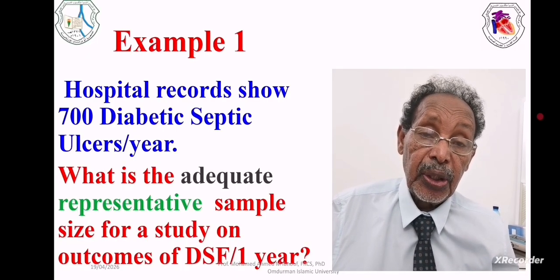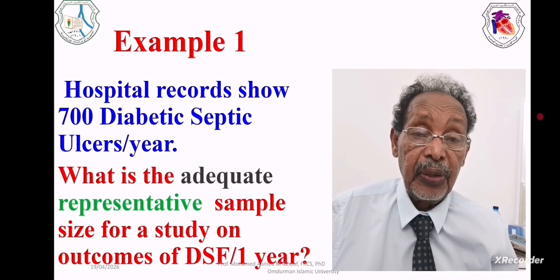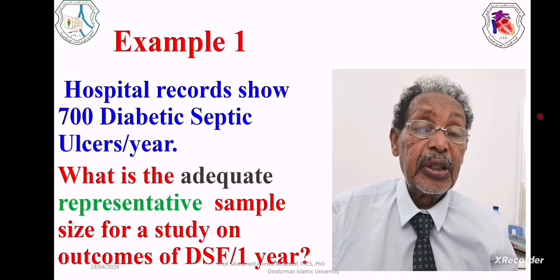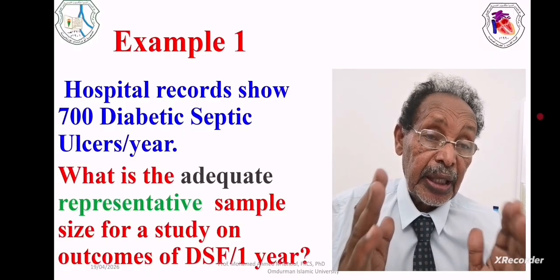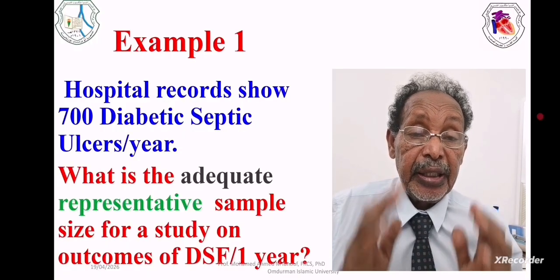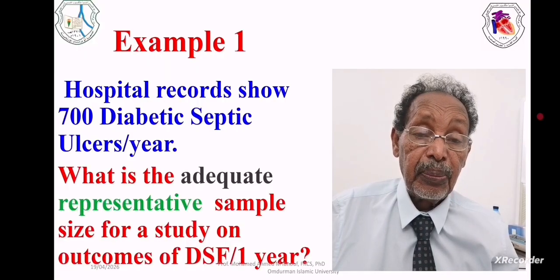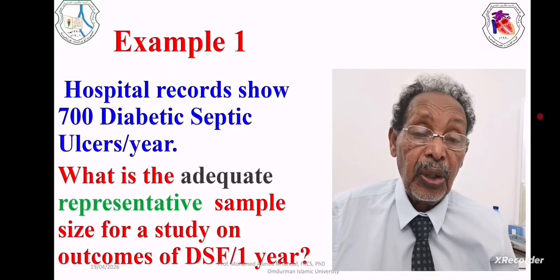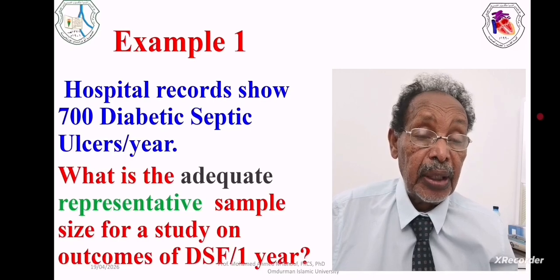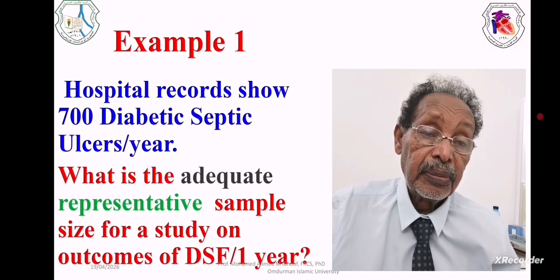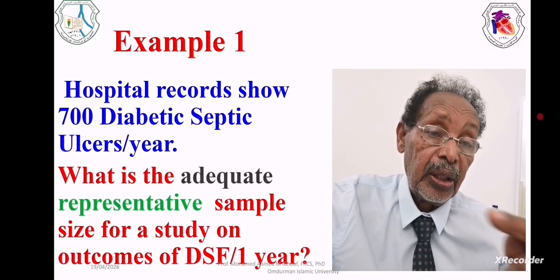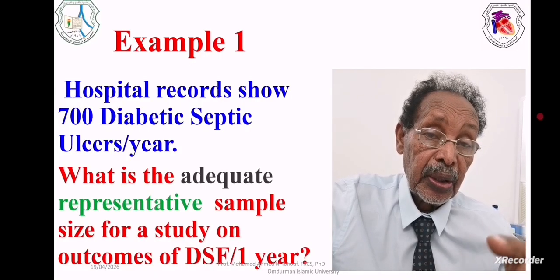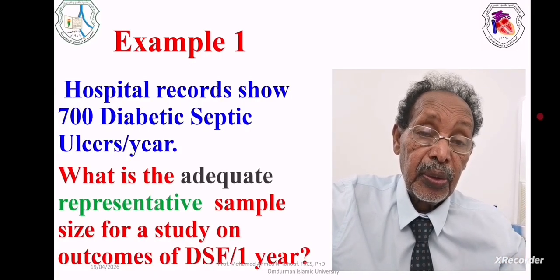Hospital records, for example, let us take an example. If the hospital record shows 700 diabetic septic feet or diabetic septic ulcers in 1 year time, in 12 months, what is the adequate and representative sample size for a study on the outcomes of a diabetic septic foot in 1 year? So the number in 1 year is 700, and we are going to calculate also for the same period. We have to use the same period.